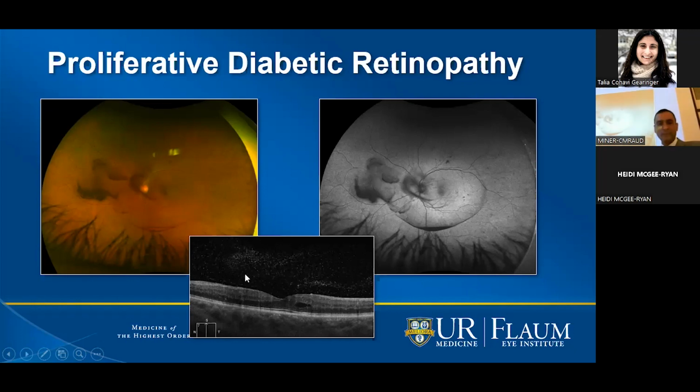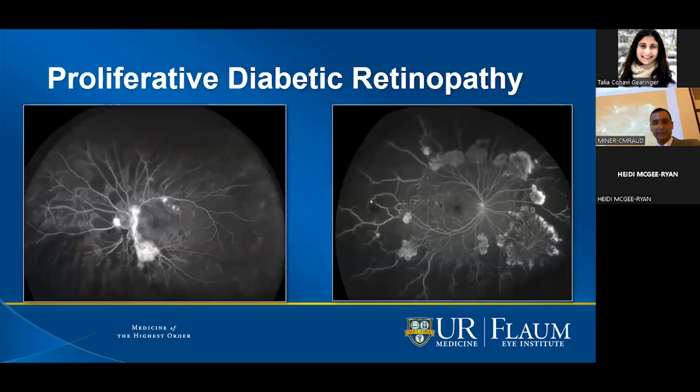And when these blood vessels become scar tissue, they're going to contract. They'll start to pull on the retina and could potentially cause a detachment.